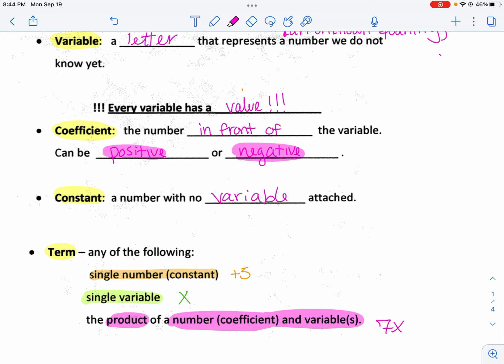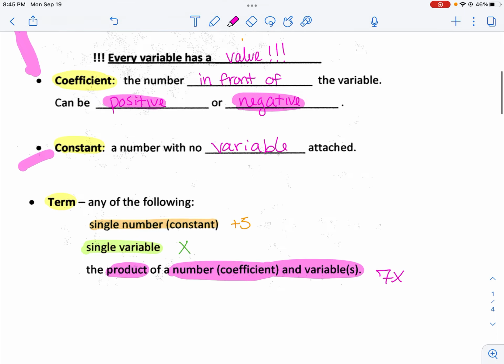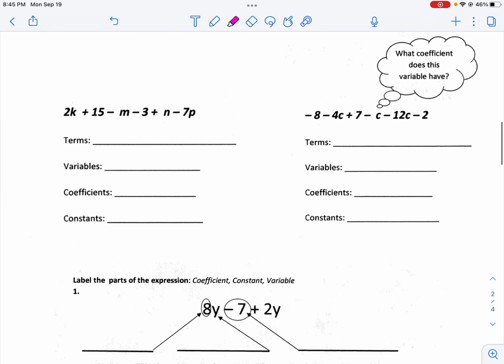But it's going to be made up of constants, variables, and variables with coefficients. It could have one of those things, or it could have multiple of those things, but it has to have at least one to be considered an expression. Okay, so an expression is made up of terms, and those terms will either be a constant, a variable, or a variable and a coefficient. Okay, so let's look at an example.